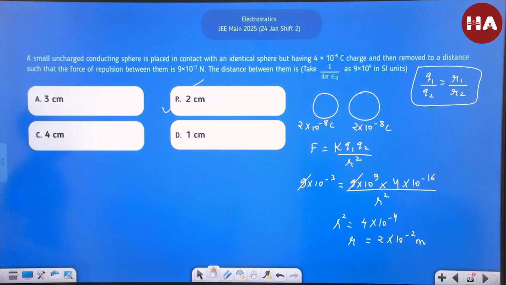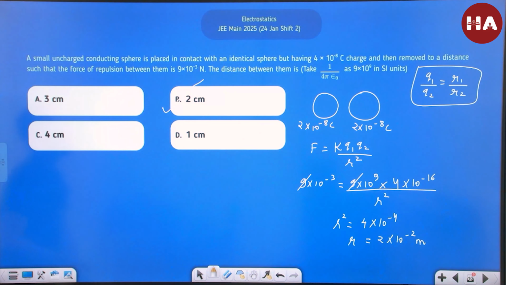Right students? So the next question is from 24th January shift 1. A square loop of side 1 meter is held normally in front of a point charge. The electric flux through the shaded region. Okay, so we can see a square side and we are talking about the shaded region. Okay, so let's understand this.